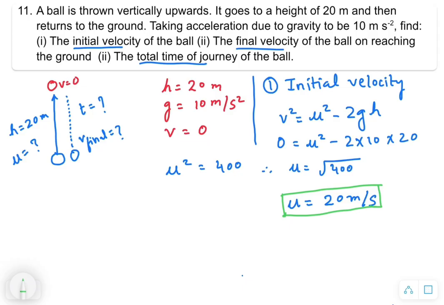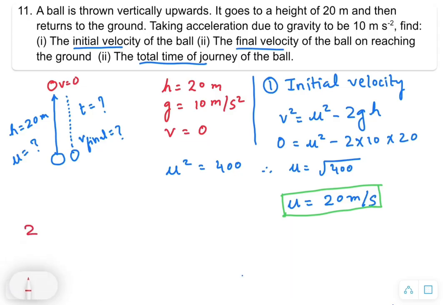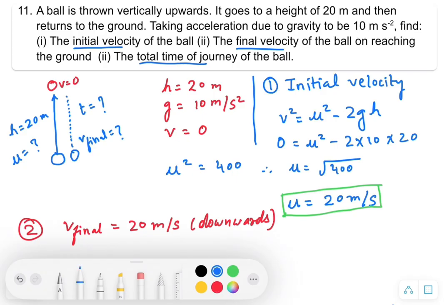The final velocity on reaching the ground will be same as the initial velocity. So I can write v final is equal to 20 meters per second, but it would be in the downward direction. Now let's find the total time of journey.